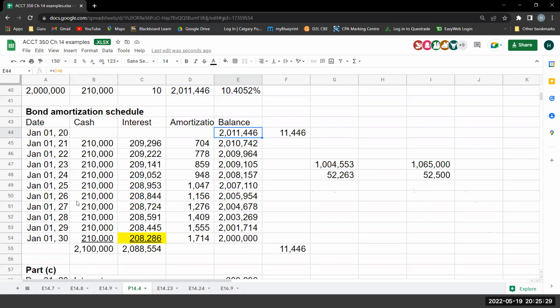Right? So with amortized costs, our total interest expense works out to the difference between the total cash paid and the premium at the time the bonds were issued.